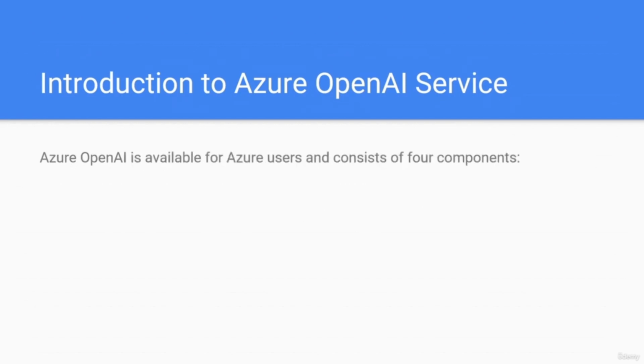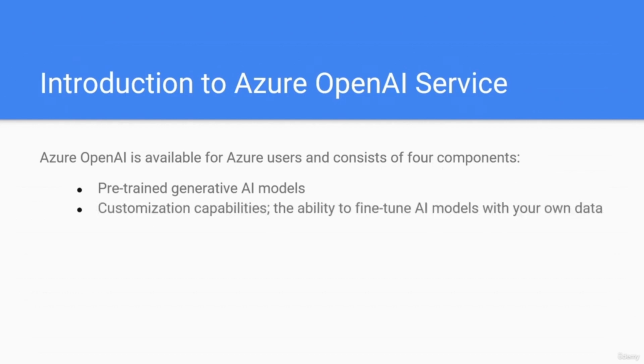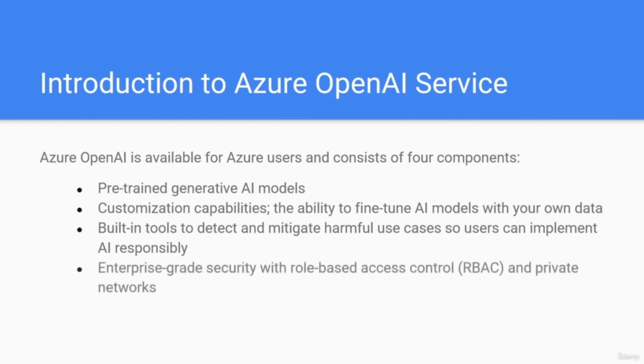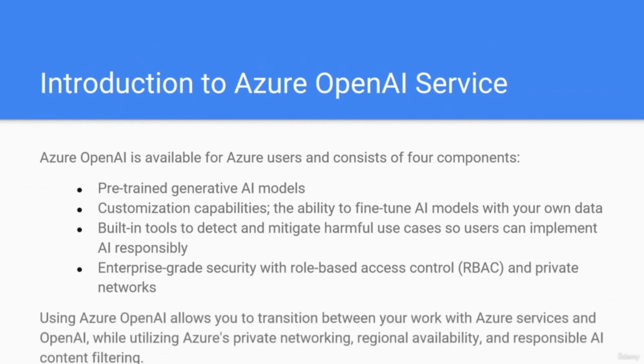Azure OpenAI is available for Azure users and consists of 4 components: pre-trained generative AI models, customization capabilities, the ability to fine-tune AI models with your own data, built-in tools to detect and mitigate harmful use cases so users can implement AI responsibly, and enterprise-grade security with role-based access control (RBAC) and private networks. So using Azure OpenAI allows you to transition between your work with Azure services and OpenAI while utilizing Azure's private networking, regional availability, and responsible AI content filtering.